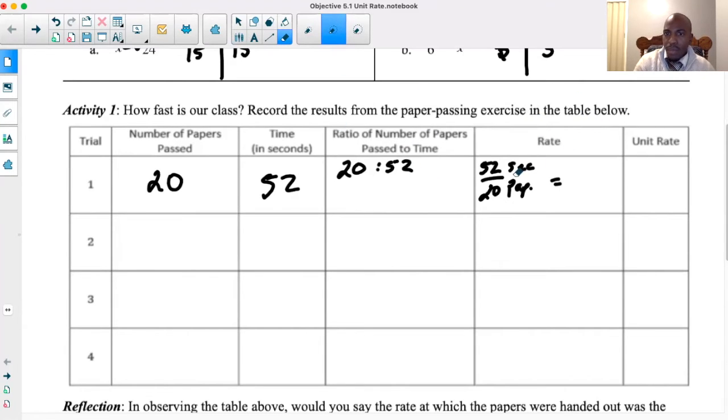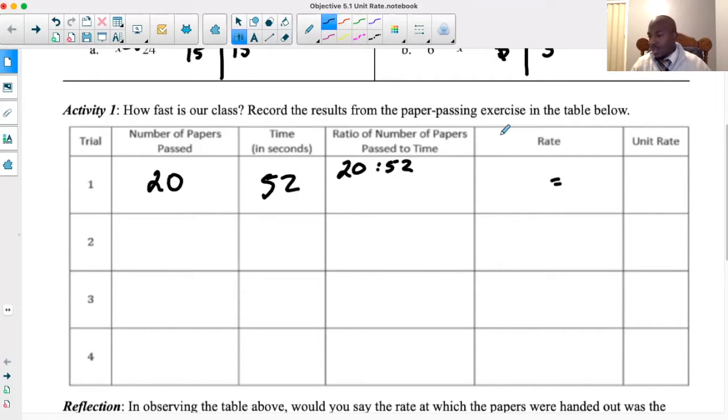Okay, if you notice when I wrote that fraction, I made sure I tried to include the units next to it. That's going to be massive in our actual findings today. Let's do papers over time. So 20 papers, 52. This is papers. This is seconds. So this is my rate, 20 papers per 52 seconds. What's the unit rate? Unit rate meaning the bottom is 1 second. So how many papers per second? Now, how do I figure that out? I'm going to simply divide 20 divided by 52.